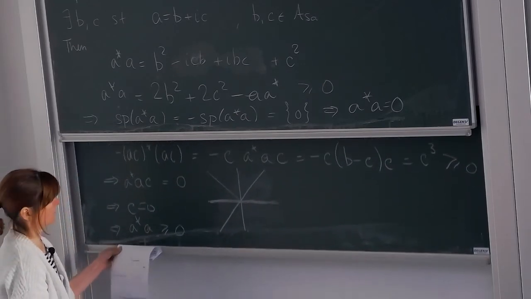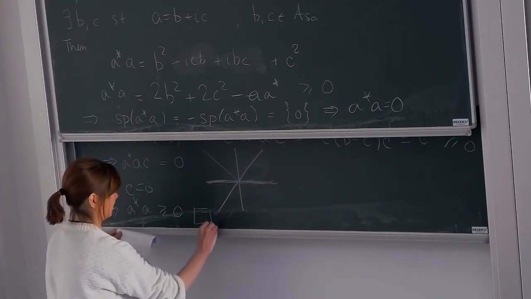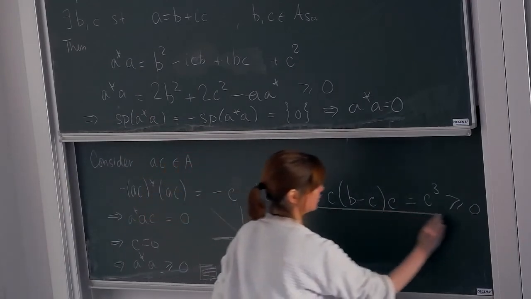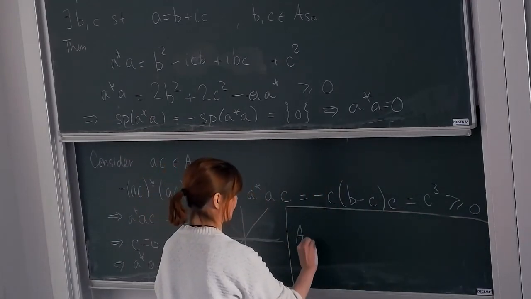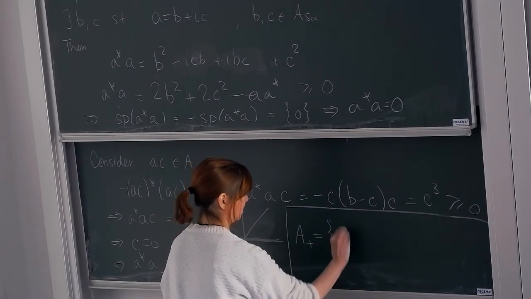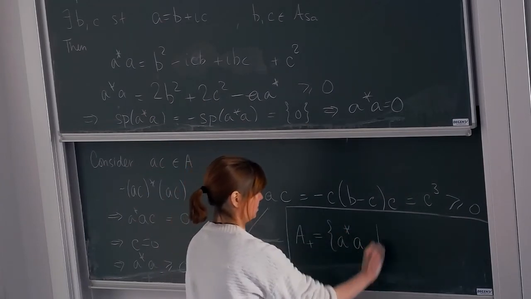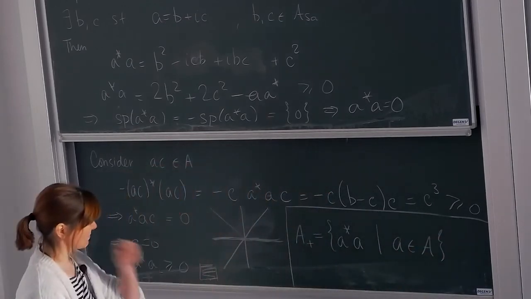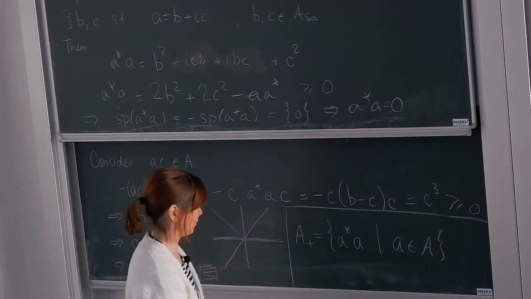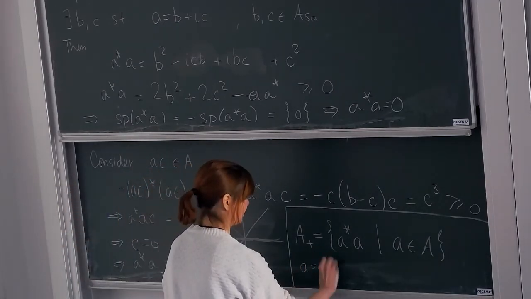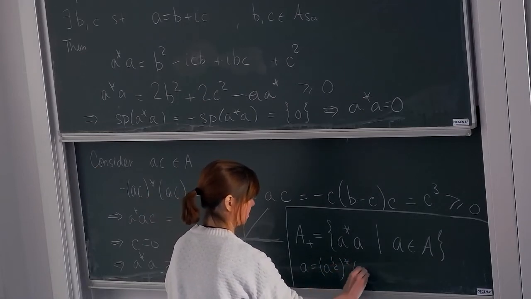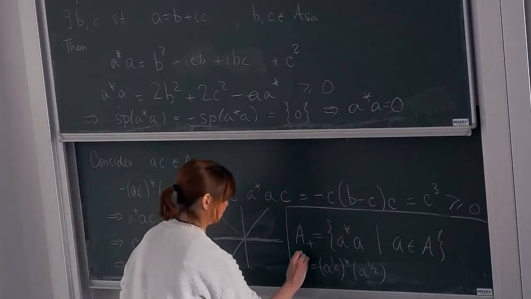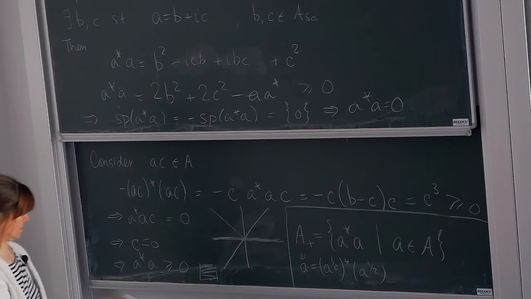So that's the proof of that. And let me just try to sneak in here. Notice that that means that in fact A plus is exactly this set, because we showed that every positive element has a square root, so you can always write A as this, which is of that form if A is in A plus.